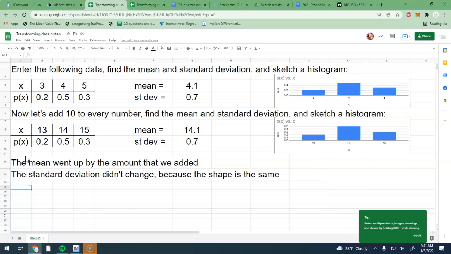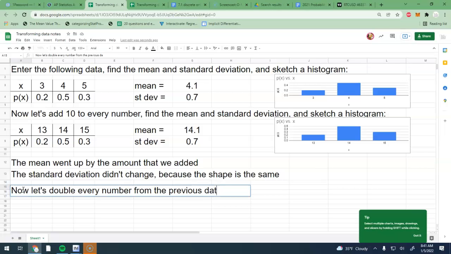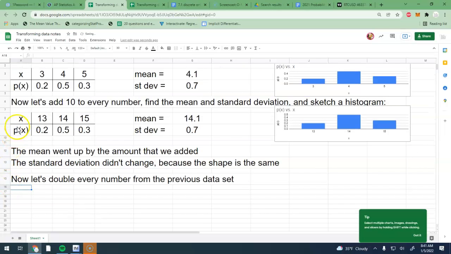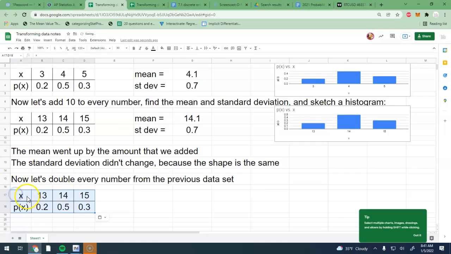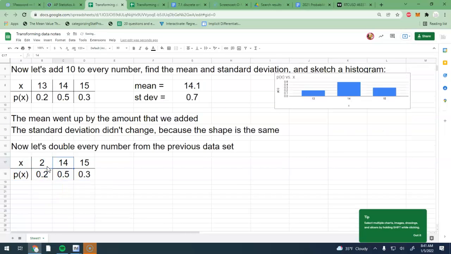And then let's look at what if I multiply everything by a certain number. Let's say I take my 13, 14, 15 here. Now let's double every number from the previous data set. So I will now have 26, 28, and 30. So go ahead and find the mean and standard deviation of that.